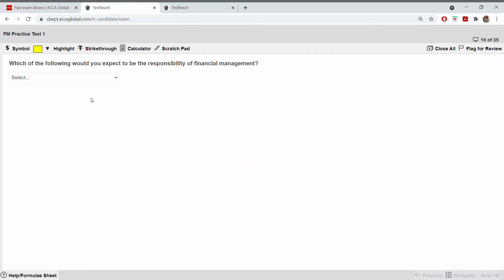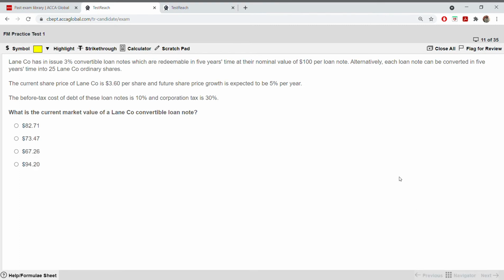Next, which of the following would you expect? Here it's a drop down list and you have to select which of the following would you expect to be the responsibility of the financial management. Producing annual accounts, no. Producing monthly management accounts, no. Advising on investment, yes. Devising pay for staff, no. Definitely this one. Some things are very easy.